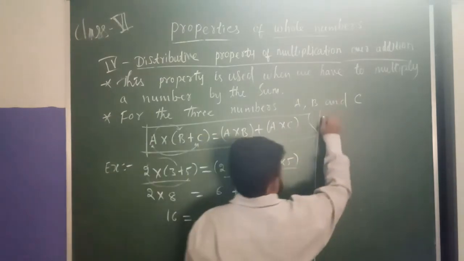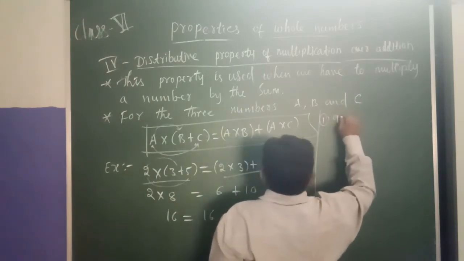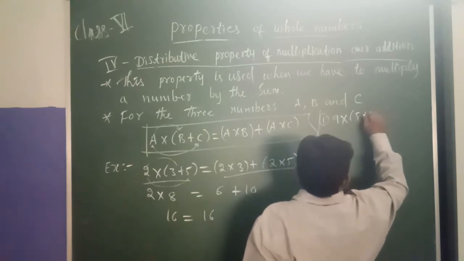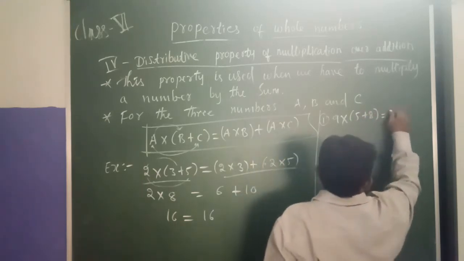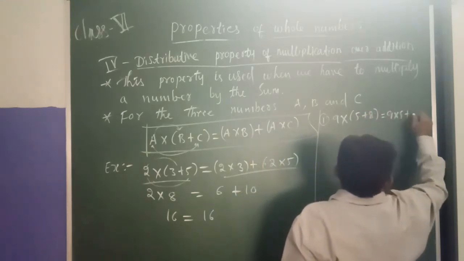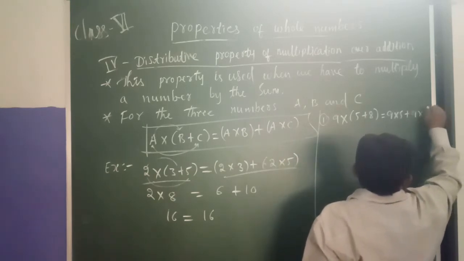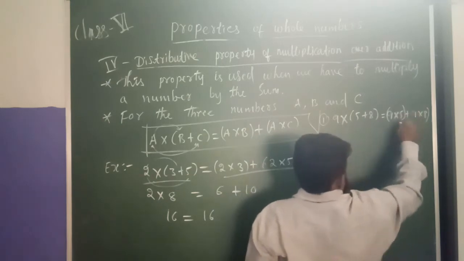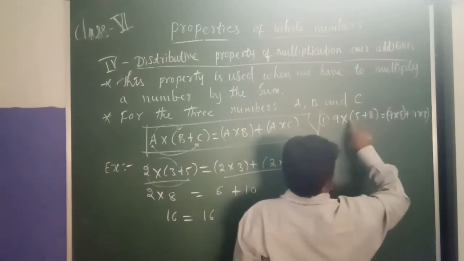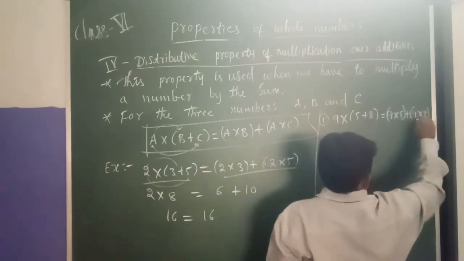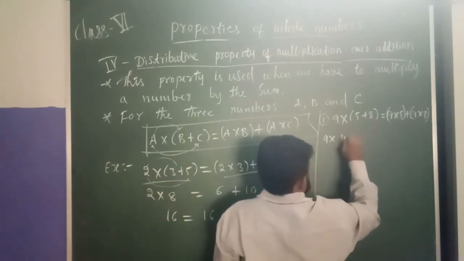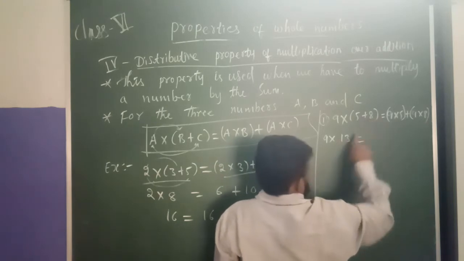And second, I will try to explain here. First sum: 9 into (5 plus 8). Now I will distribute: 9 into 5 plus 9 into 8. Correct? See, 9 into 5 is the first part, after that plus, then 9 into 8 is the second one. Now 9 into (8 plus 5), 8 plus 5 is 13.